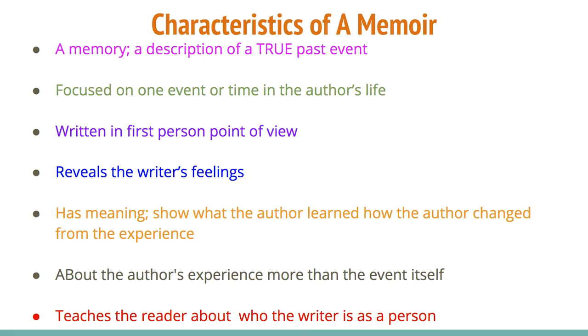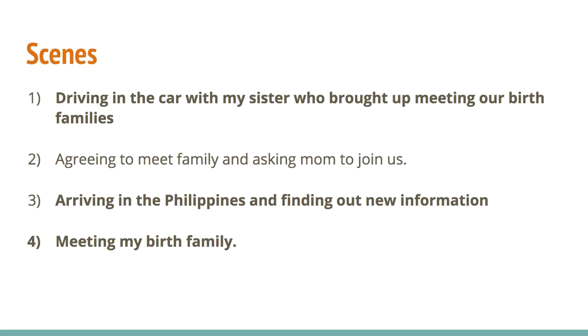It has meaning and shows what the author learned and how the author changed from the experience. That's going to go to the theme lessons that we've been working on this week. You're going to talk about your experiences more than just the event itself. So, for example, my example is about how I met my birth family. Me meeting my birth family is the end of my memoir. It's only like 2 to 3 paragraphs towards the end. But my memoir is about 3 pages long because I'm talking about all of the events and experiences that led to that specific moment. And then I'm teaching the lesson of what I've learned. Okay, and then it teaches the reader about who the writer is as a person.